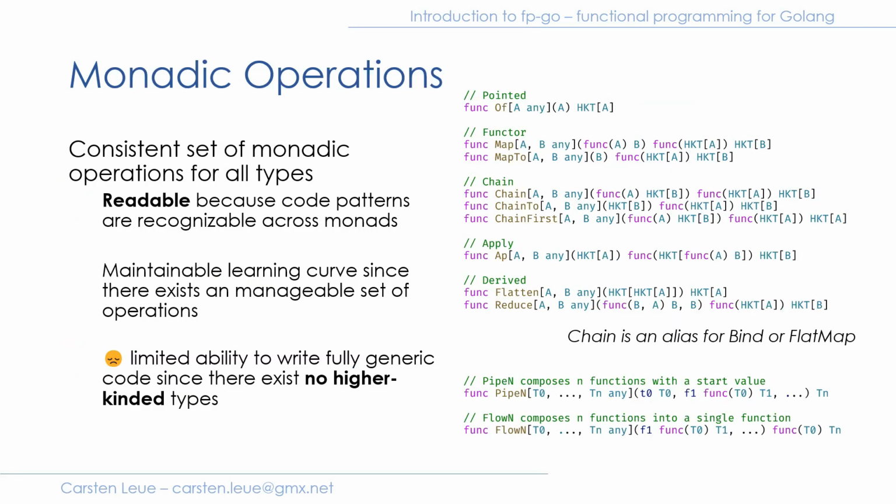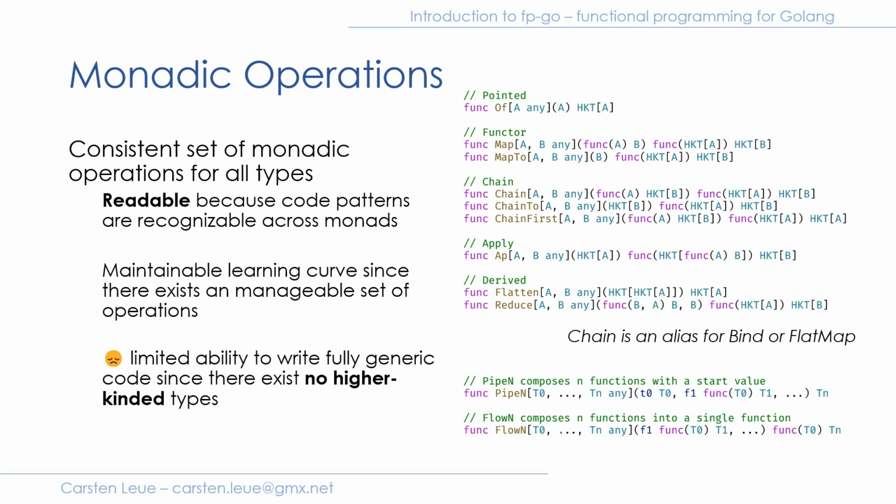So this is an overview of the set of monadic operations that's available. It's not 100% complete, but it gives you an idea. So we have the typical functions you will find in a monad. We have the of function that creates a higher kinded type, map function, chain function.